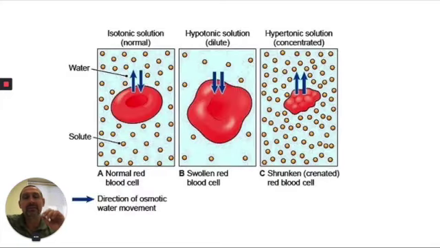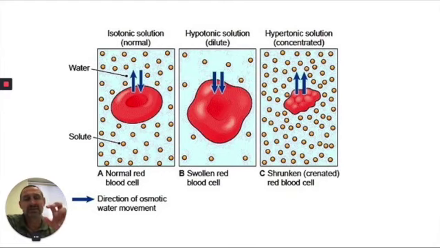We can name these kinds of solutions. If the solution has a high concentration of a solute in it, we call it hypertonic. Because it has such a high concentration of the solute, it has a very low concentration of water. In that case, water is going to leave the cell because there's a higher concentration of water in the cell, and a low concentration of water in the solution outside of the cell.